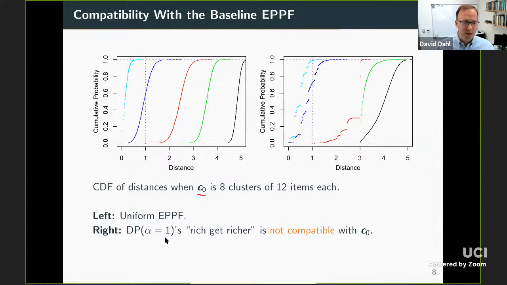On the right-hand side, we've got the Dirichlet process with mass parameter 1, and the rich-get-richer property that we know about in the DP is, we think, not compatible with the center with 8 clusters with 12 items in each cluster. And therefore we're seeing this strange non-smooth behavior in these CDF plots, at least on the right-hand side. On the left-hand side, the C0 is indeed compatible with the uniform EPPF, and we get very nice smooth behavior in that context.